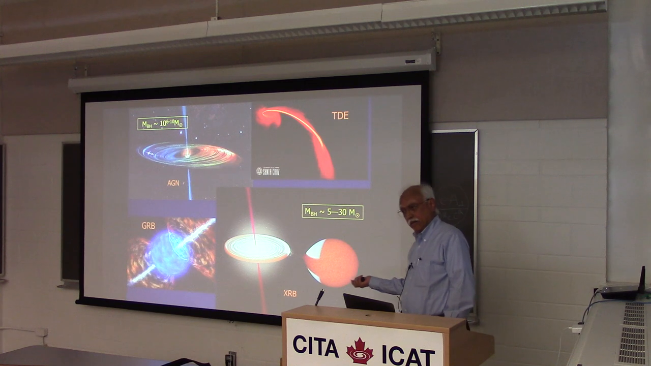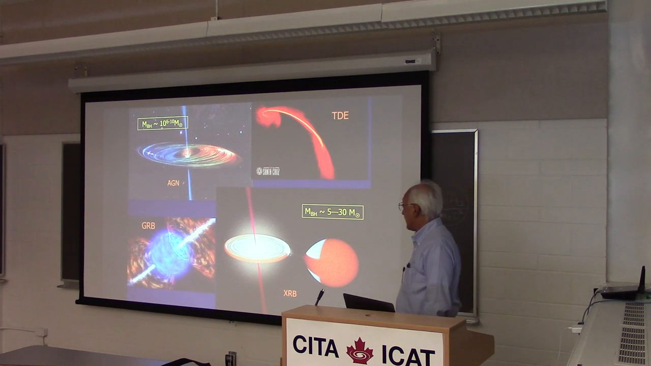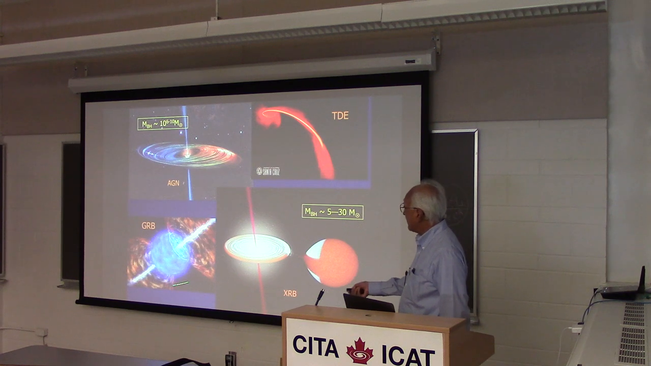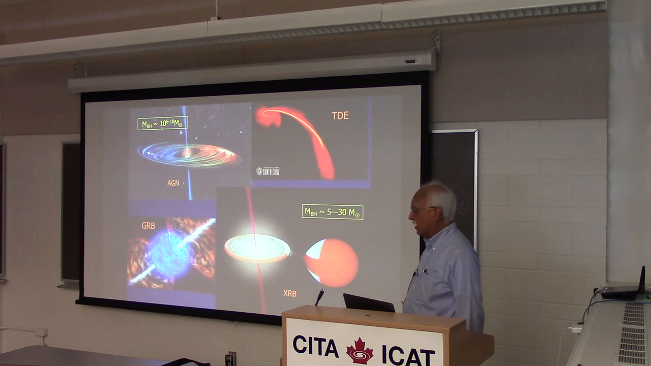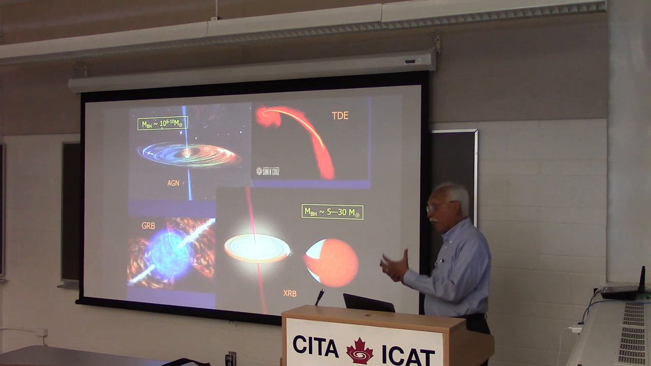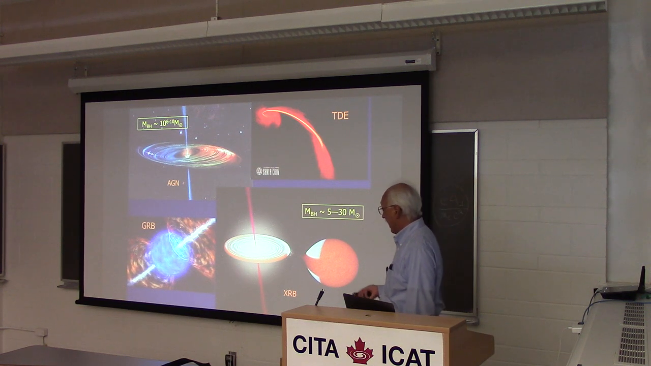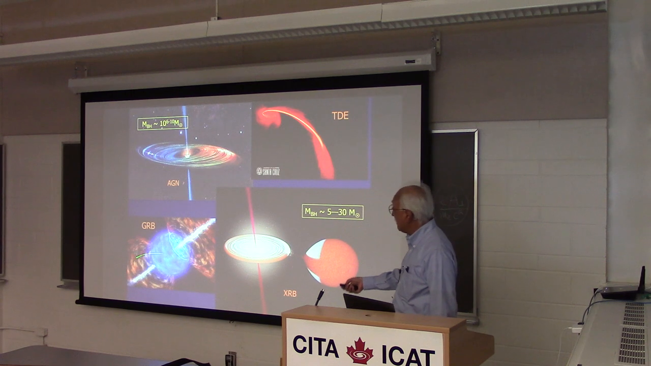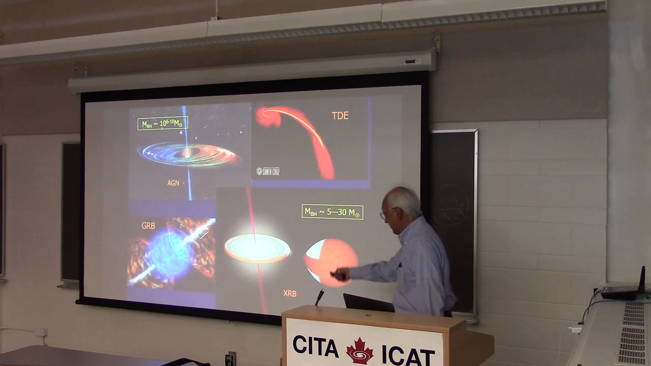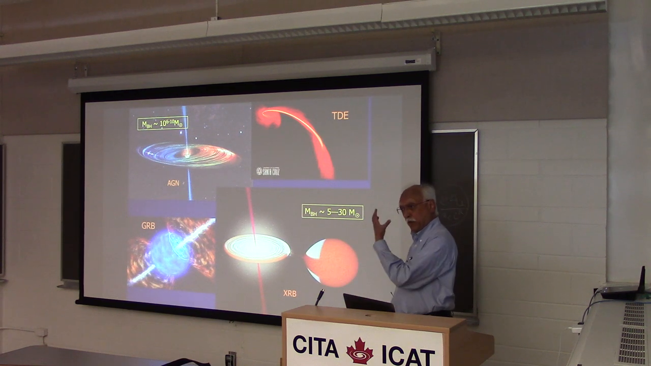GRBs also, we think, are probably connected to black holes, though I don't think we have the absolute proof. But a large category of GRBs, the so-called long GRBs, are believed to be the result of the formation of one of these stellar mass black holes. During the collapse, something happens, there's a disk or whatever. But the key point is there is this jet, a highly relativistic jet in this case, and that's what we observe.